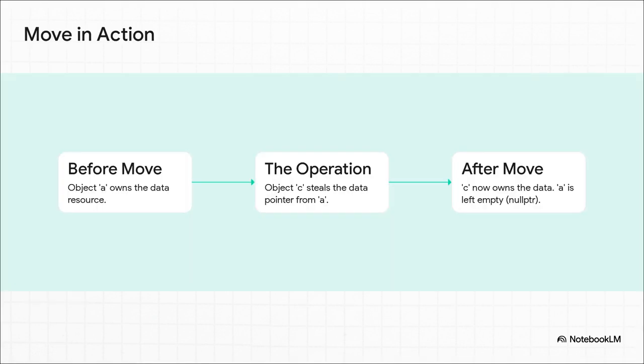And this diagram just illustrates the whole process perfectly. Before the move, object A owns the data "hello". Then, the move operation gets triggered. Object C doesn't copy the data, it just yanks the pointer right out of A. And after the operation, C points to "hello", and A is left in a valid but totally empty state. It's a beautiful transfer of ownership, not a clunky duplication of resources.